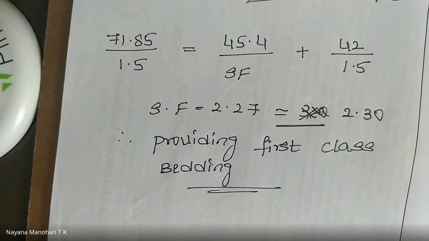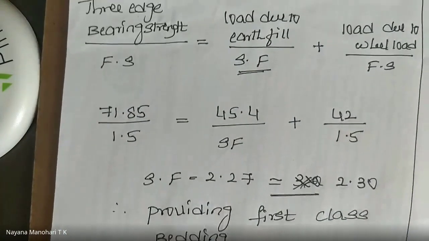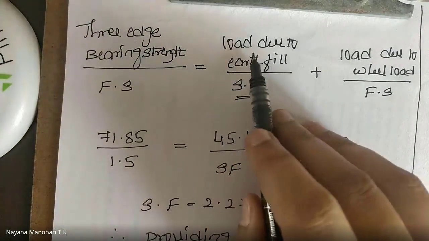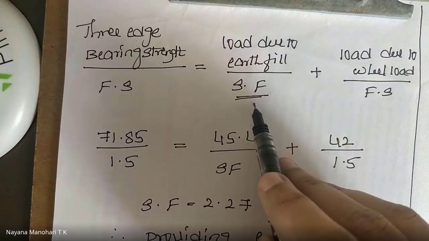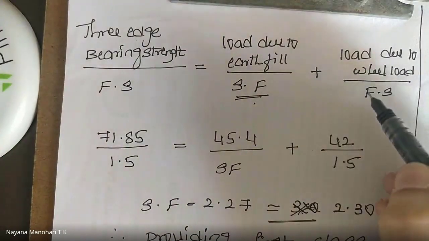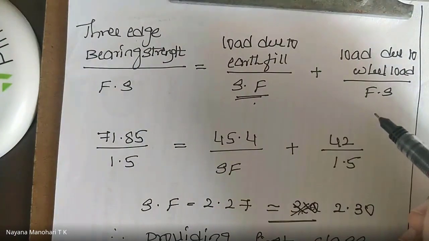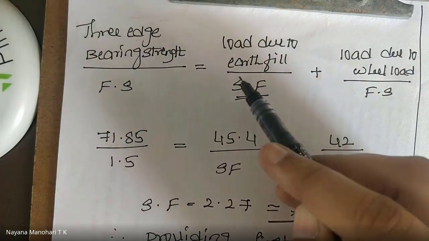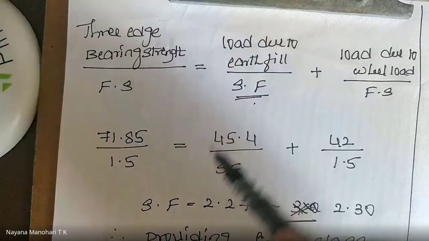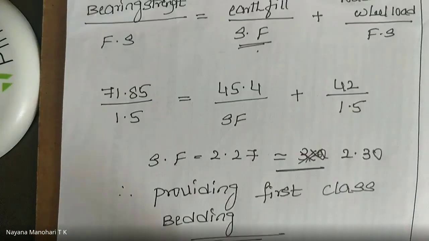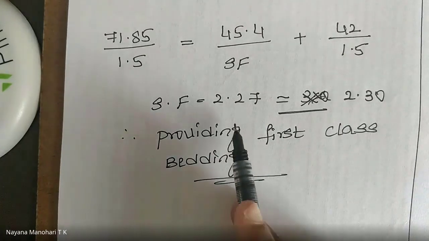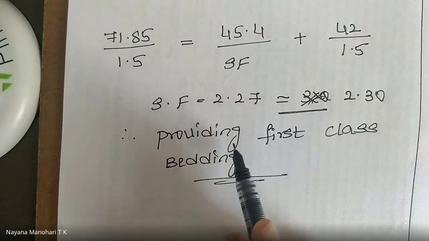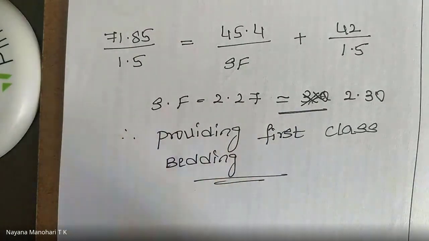Okay. Understood, right? 3 edge bearing strength divided by factor of safety will be equal to load due to earth fill divided by strength factor plus load due to wheel load divided by factor of safety. From this equation, all the data you know except the strength factor. Your aim is to calculate this strength factor because you need to decide which type of bedding you need to provide for the pipe culvert. It is 2.27, round it off to 2.3. If the strength factor obtained is 2.3, you are going to provide first class bedding.